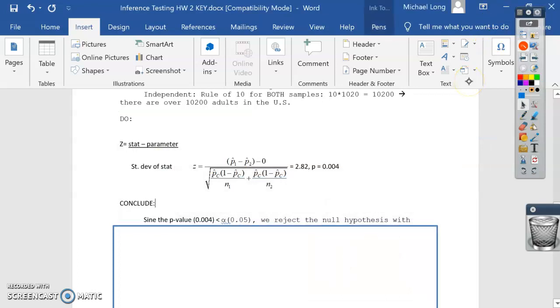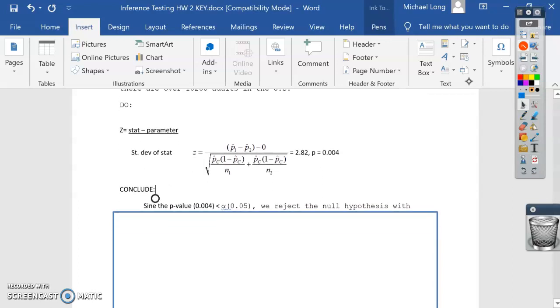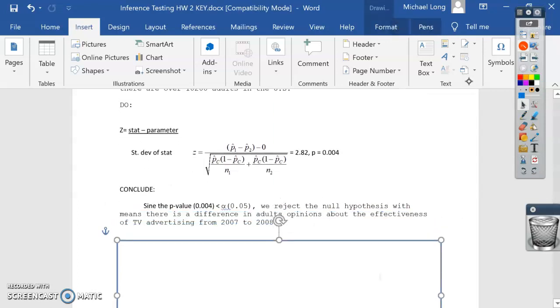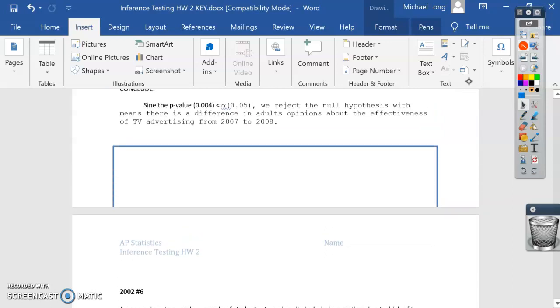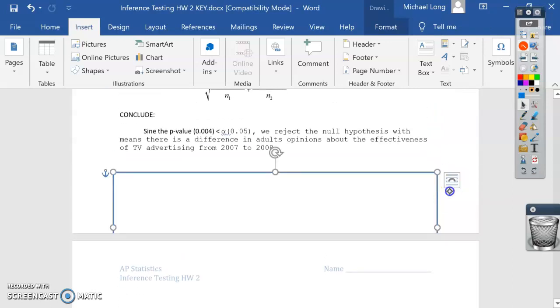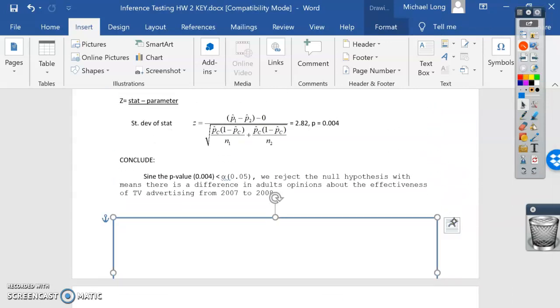So then, based on that, I can make my conclusion. Since the p-value, which is 0.04, as you can see up here, is less than our alpha level, 0.05, we're going to reject the null hypothesis. That's the fancy way of saying we're going to say the null hypothesis is probably false, which means that there's a difference in adult opinions about the effectiveness of TV advertising from 2007 to 2008. There's the context. And this is what we do to solve these problems.